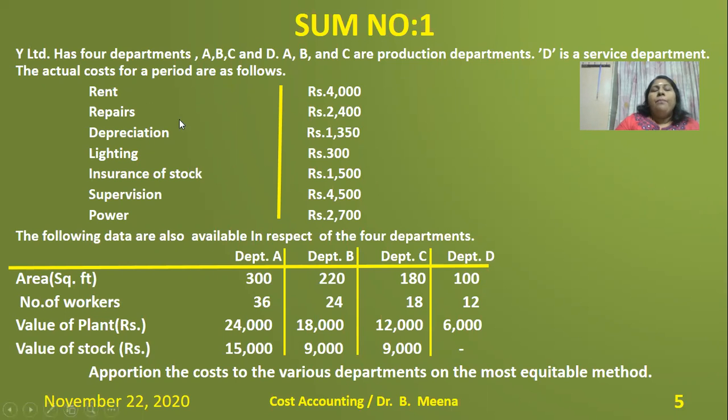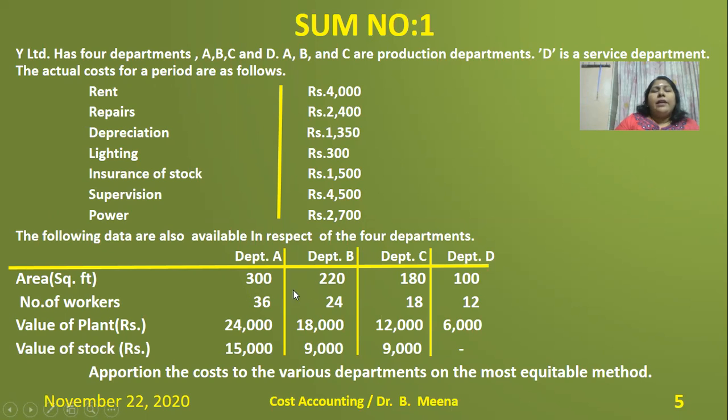Say, for example, rent of 4,000 is to be apportioned among production departments A, B, C and service department D. On what basis? Rent is always decided based on the area in square feet. Everybody knows that. The area information given is: department A 300, department B 220, department C 180, department D 100.